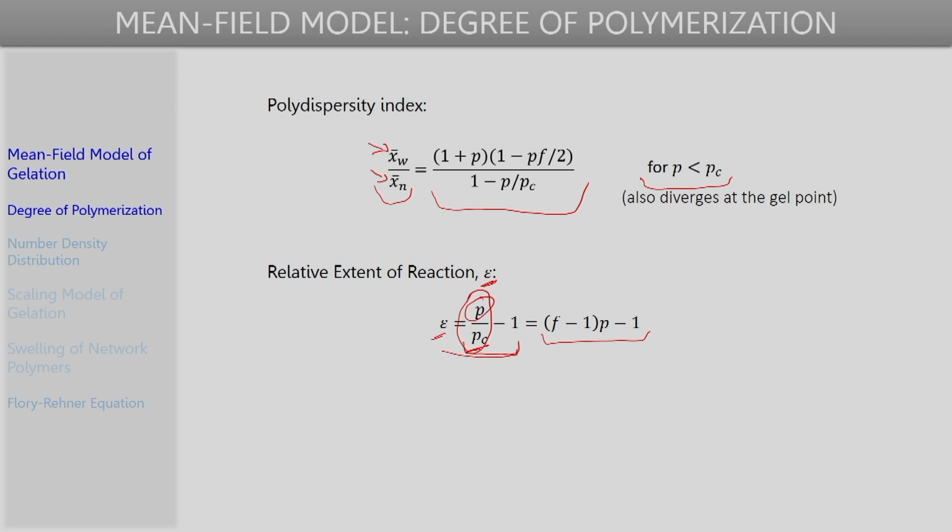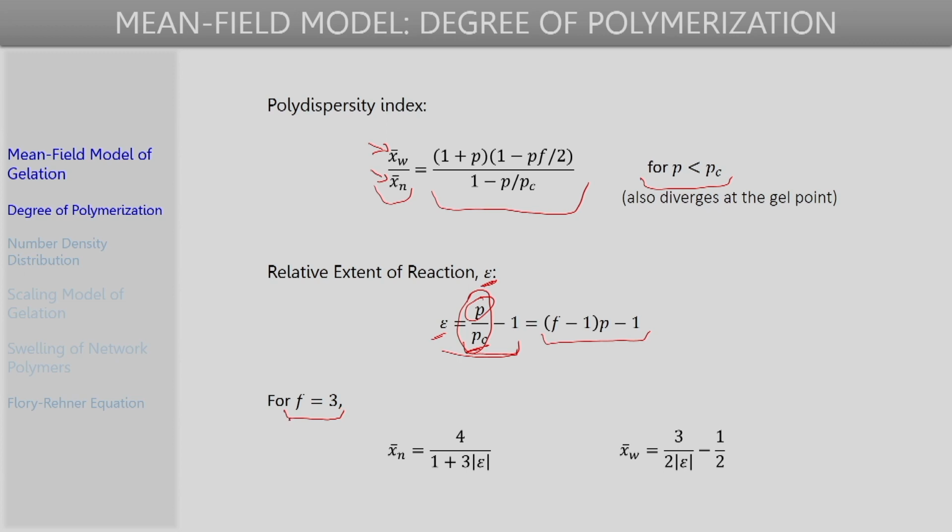Now using this relative extent of reaction, the number average degree of polymerization and the weight average degree of polymerization can be defined. If we consider the specific case where the monomer functionality is 3, that is F equal to 3, then xn bar and xw bar are related to this epsilon using these two relations that we have here. You notice that we have used the absolute value of epsilon here because below the gel point epsilon actually is negative.